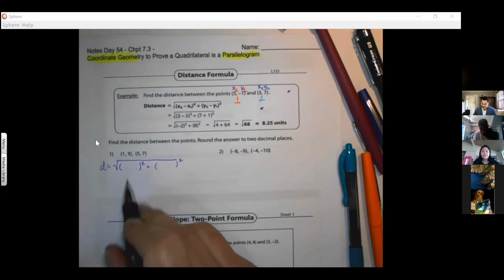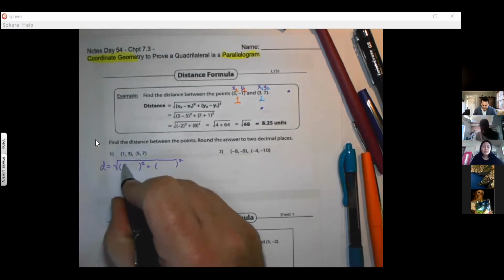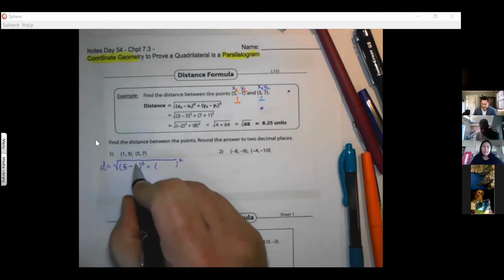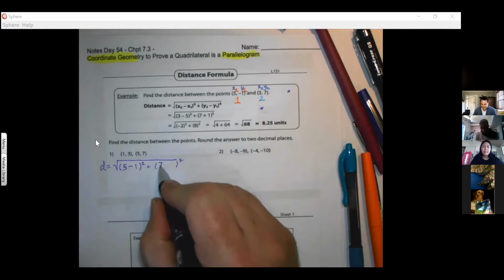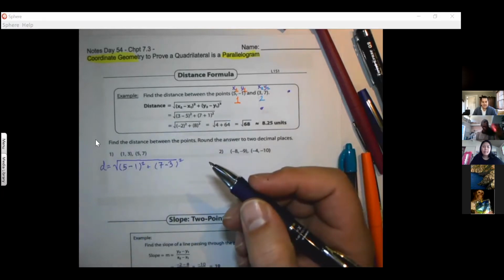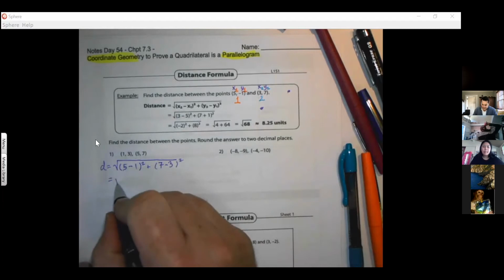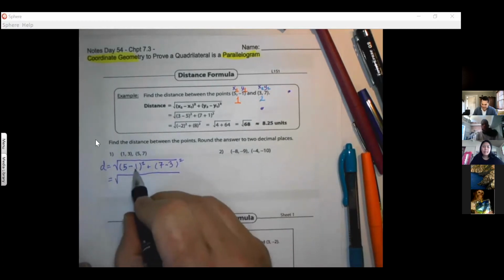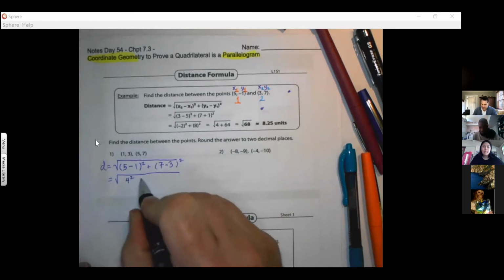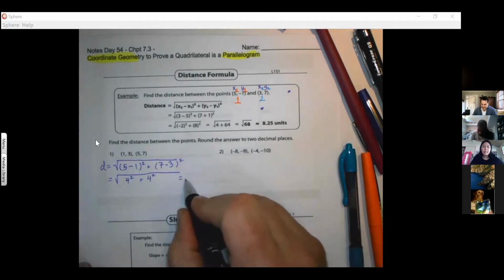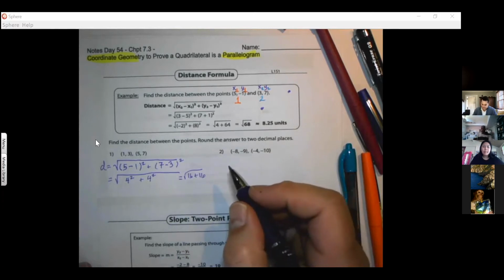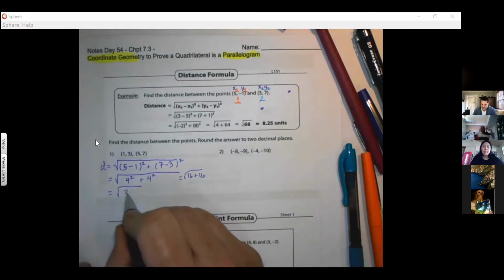Okay. So within this first one, I'm going to be subtracting the x's. So I'll take the first x, 5, minus the other one, minus 1. And then for the other one, I'm going to take away the y's. So 7 minus 3. And then I'm just going to clean this up. So I'll rewrite it. 5 minus 1 is 4 squared. 7 minus 3 is also 4 squared. That means that is 16 plus 16, which means that it's the square root of 32.